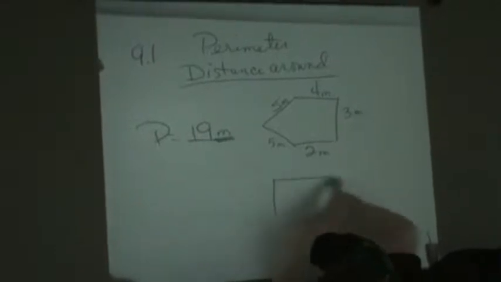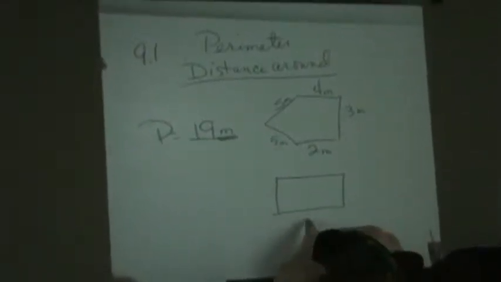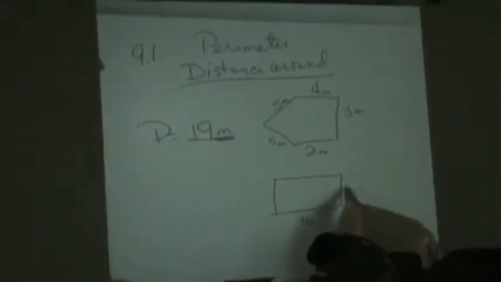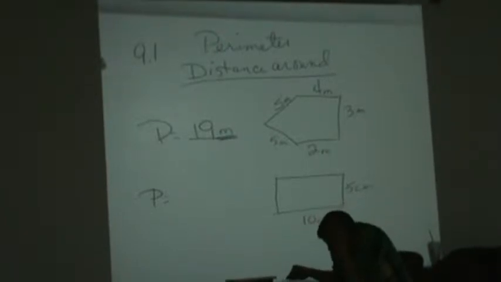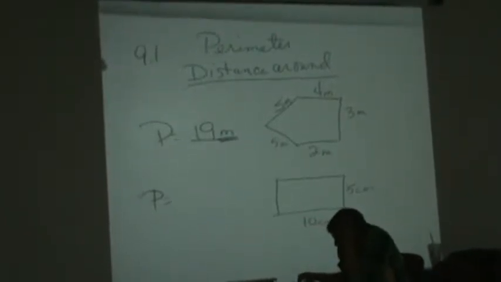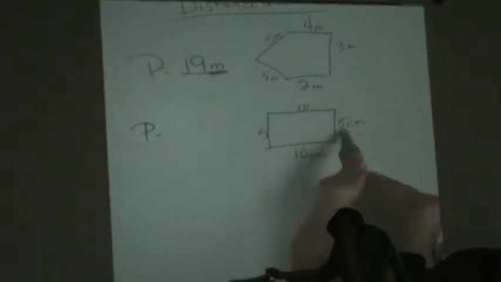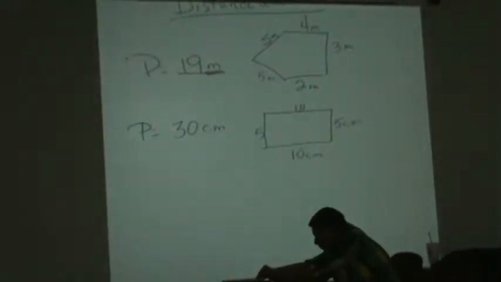Okay, if you have a rectangle and it tells you this is 10 and this is 5 centimeters, what would the perimeter of that be? 10 times 5? Adding it up, adding all 4 sides. Okay, yeah, 30. Because you got 2 10s and 2 5s. So 10, 20, 30 centimeters. Okay?